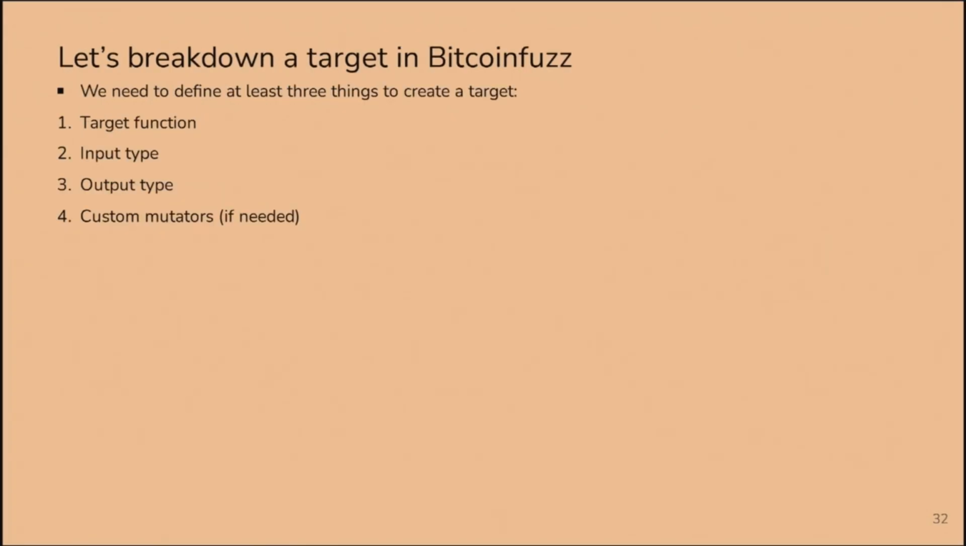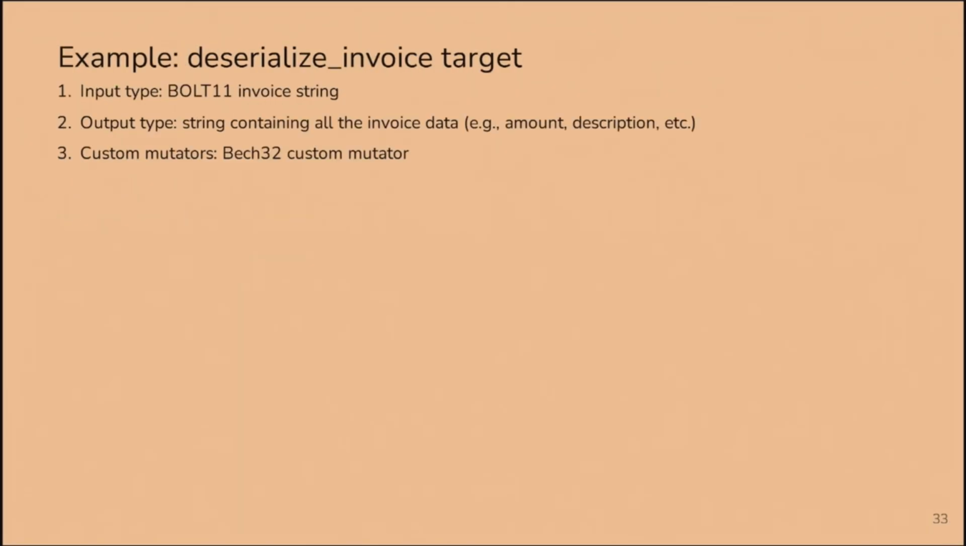So let's break down a target in Bitcoin Fuzz. To create a target in Bitcoin Fuzz, we basically need 3 things, and one is optional but can help us a lot during differential fuzzing: the target function, the input type, the output type, and the custom mutators if needed. For example, for the deserialize invoice target, the input type is a bolt 11 invoice string. The output is a string that contains all the invoice data concatenated.